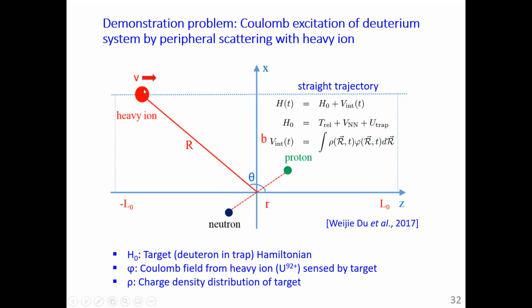During the flight of the heavy ion, the target, which is the deuteron, will see a time-varying Coulomb field, and this time-varying Coulomb field will excite the deuteron system. This is the time-dependent Hamiltonian of this scattering system, where this H naught stands for the free Hamiltonian, or the reference Hamiltonian, of the target. It is made up of the kinetic energy, the interaction of the neutron and proton, and also the trap we apply to the target to make this problem clearer as a demonstration problem. And this V interaction is the time-dependent part. It can be calculated from the interaction between the time-varying Coulomb field and the charge density distribution of the target.